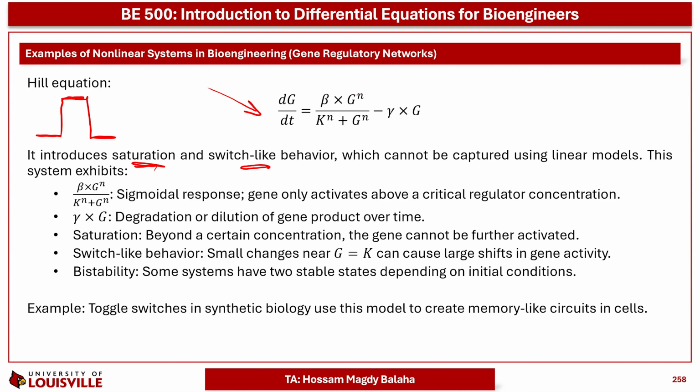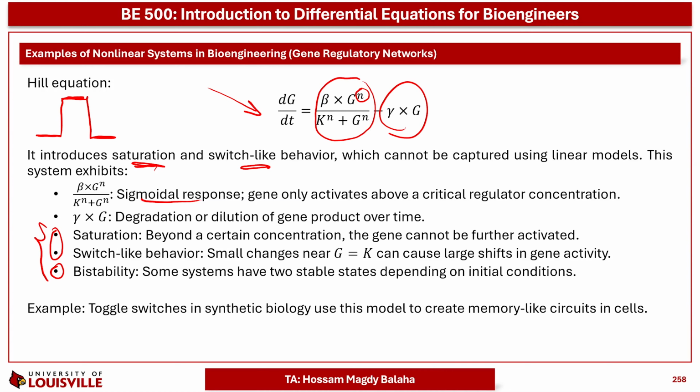And depending on the value of n here, we will get the response of G of t. So by varying this value, we may get a flattened shape or an S shape, a sigmoidal response, which is controlled by this factor. And this factor is the degradation or dilution of the gene product over time. Combining both of them together would make our system exhibit three things: saturation, switch-like behavior, and we described both of them, and bistability. The meaning of bistability is that we have two stable points.